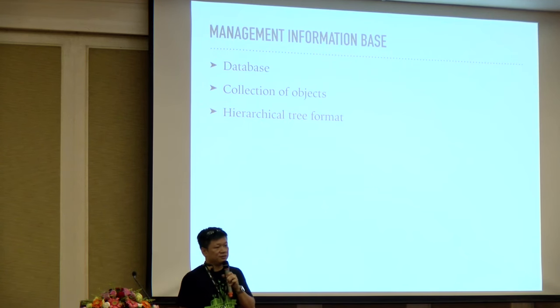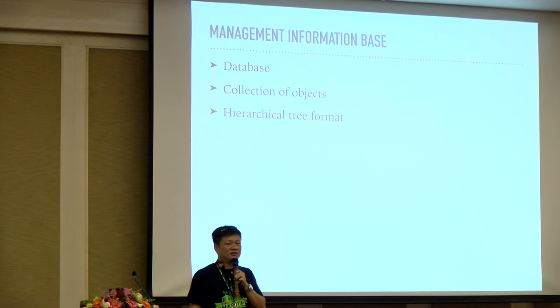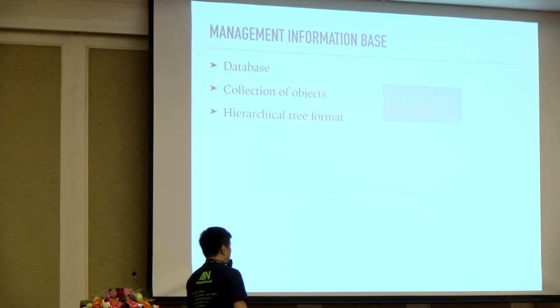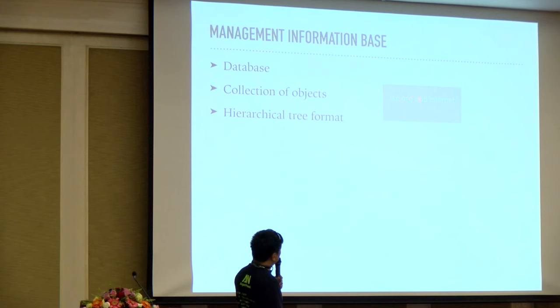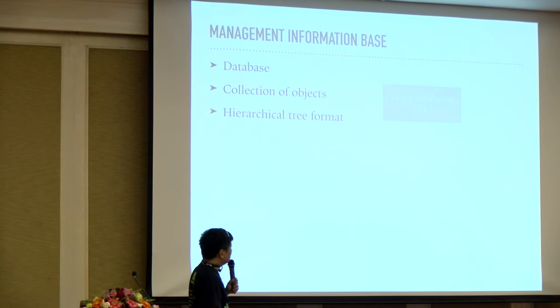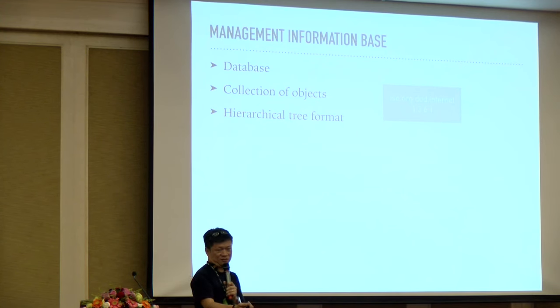And it's in a hierarchical tree format. What is a hierarchical tree format? You know a tree, right? Example: ISO, ORG, DOD, internet. There's 1.3.6.1. So in the OID, the information that you want to retrieve, for example, I want to know what is my current CPU usage.